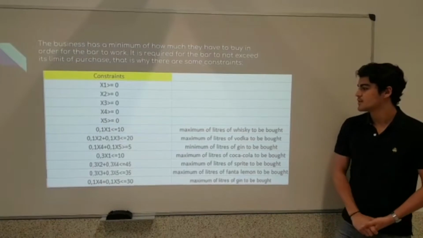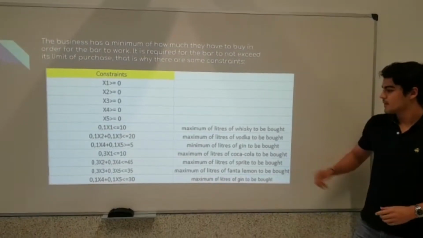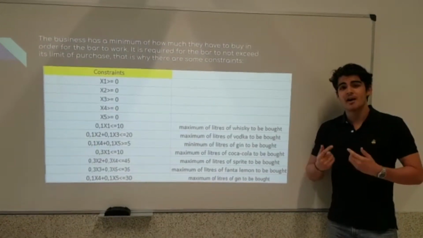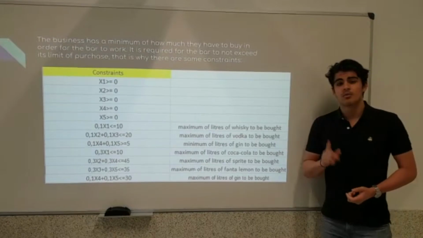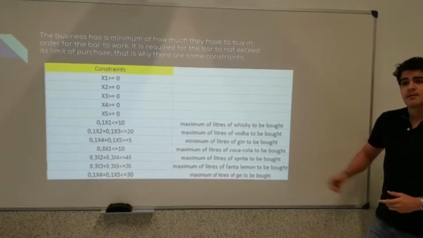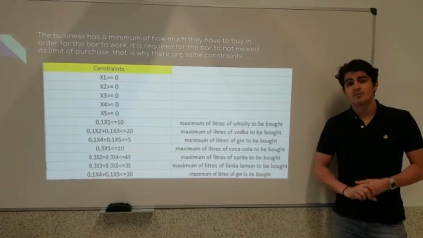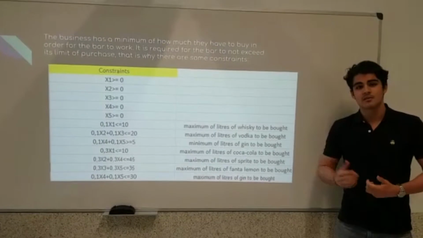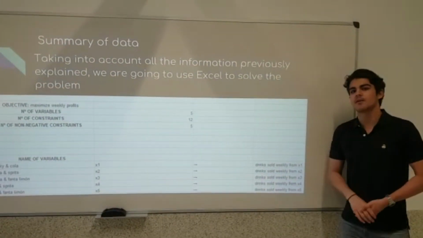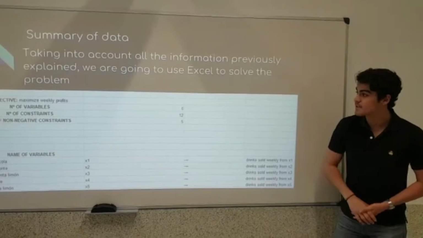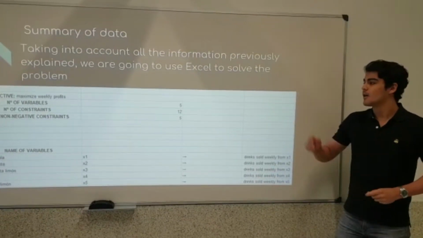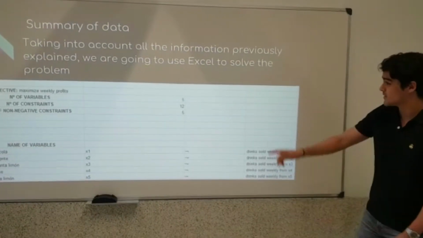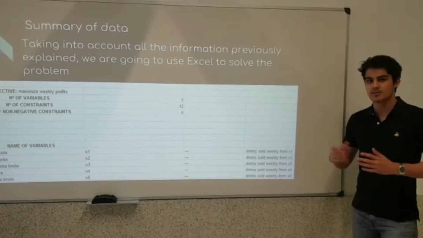The other 7 constraints: 6 of them are the maximum amount of liters of drinks that the bar can buy because of its limited resources. But one constraint in particular, the one of gin, is the minimum amount that the bar must buy in order for the supplier to sell them even more. We have the objective of the bar, which is to maximize its weekly profits. We have the number of variables, which are 5, and also the number of non-negative constraints, which is also 5, and the number of total constraints in the problem.